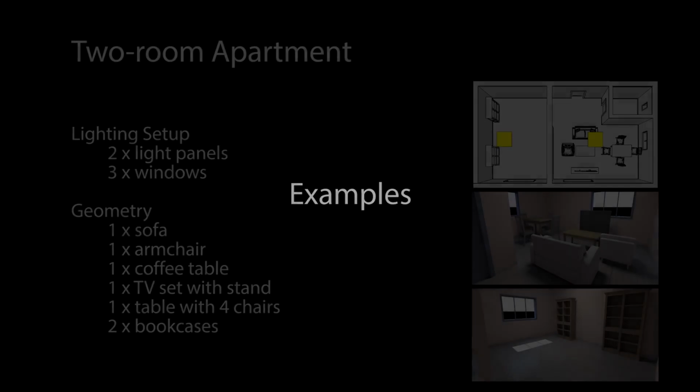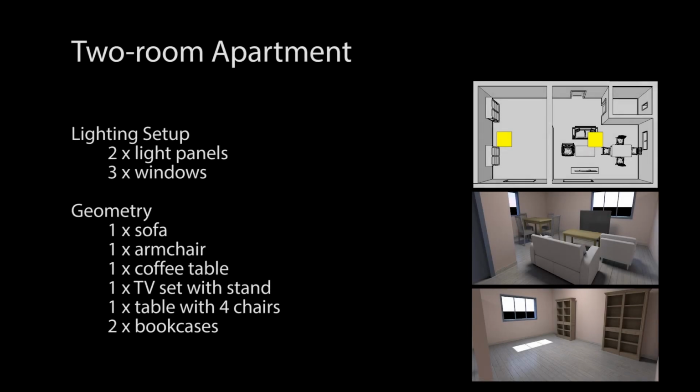The following examples showcase automatically proposed furniture arrangements in different scenarios. All proposed layouts were reviewed by a professional designer. First, we have a proposed arrangement for the two-room apartment with 2 light panels and 3 windows.